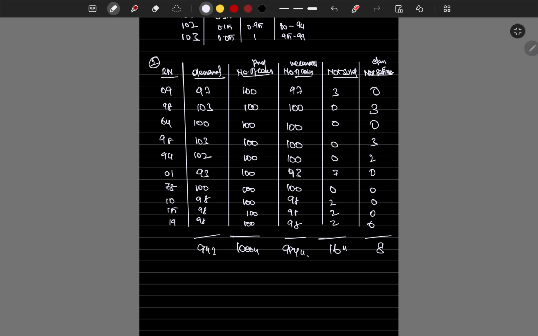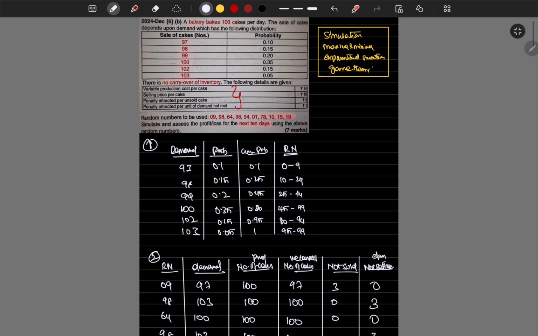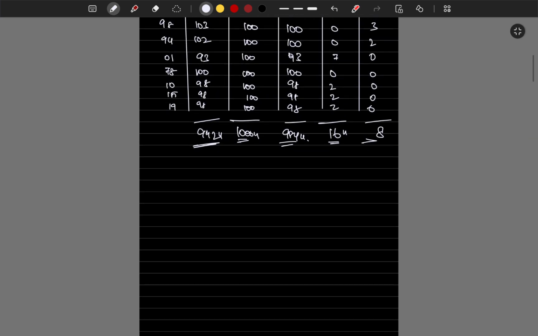992 is the demand. Okay, now in the question they have given another few pieces of information, which is the selling price per cake.